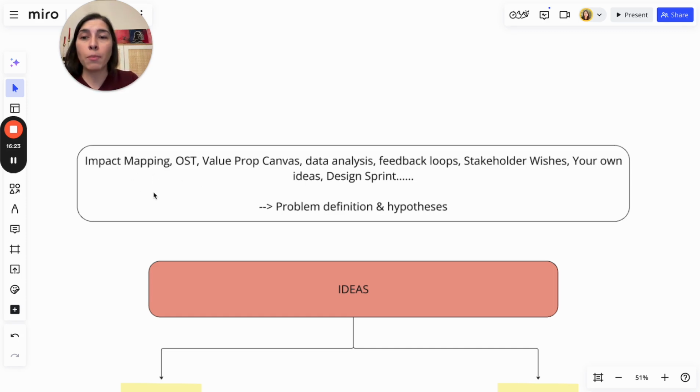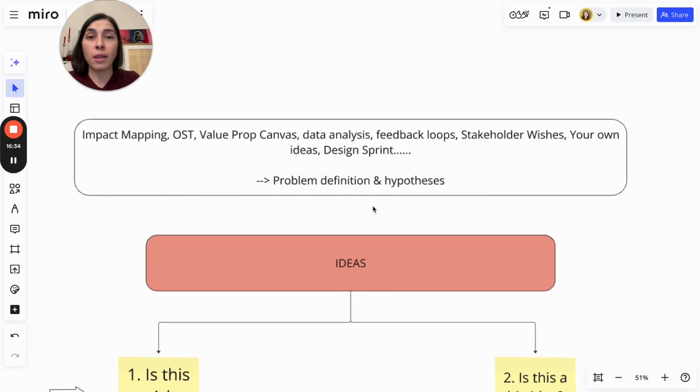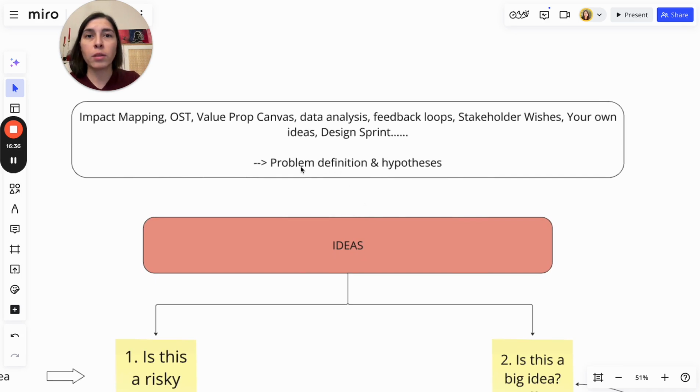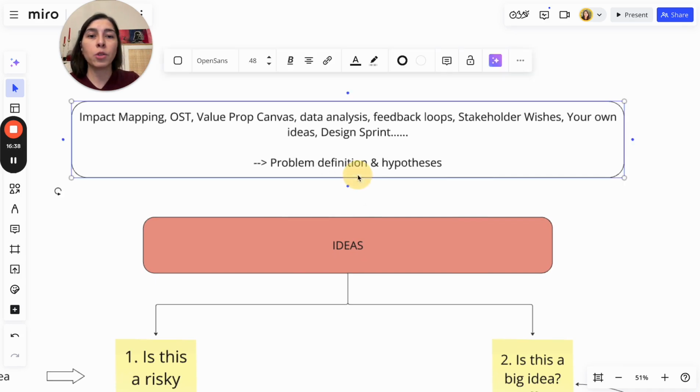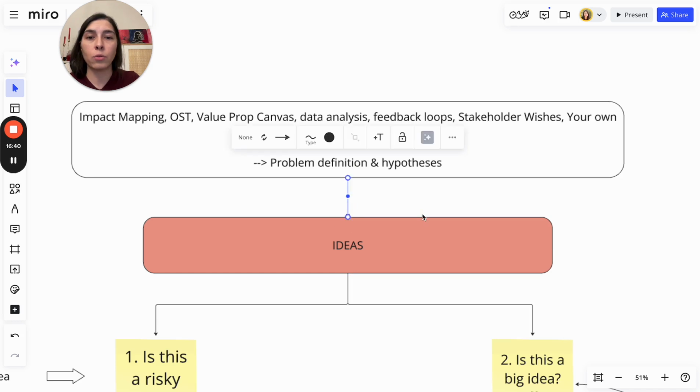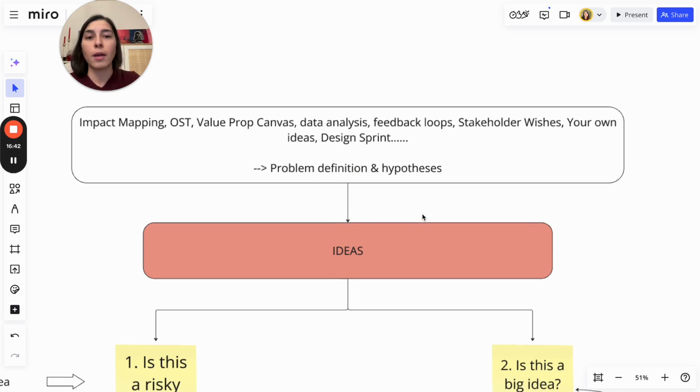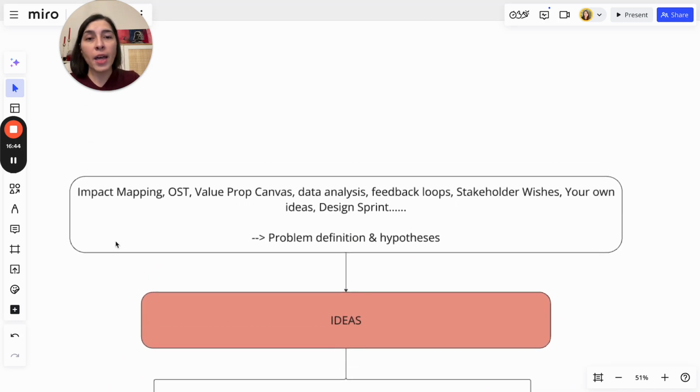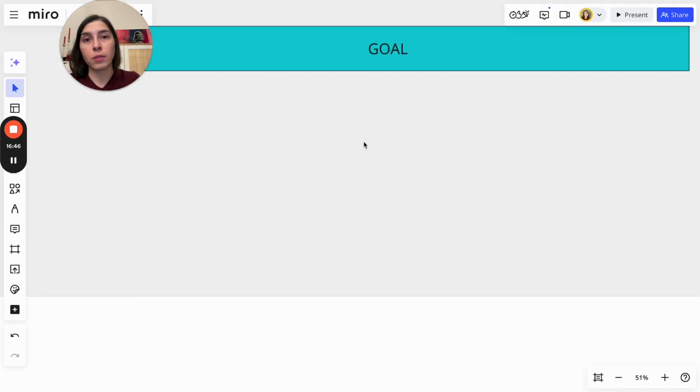And of course, your big impact map, or your opportunity solution tree, or the value proposition canvas, whatever, your business model canvas, lean canvas, and so on, wherever you get the ideas, anything is valid. What's important is that you come out with a problem definition and a hypothesis that lead to that idea, right? And that's where we do all those discovery activities.